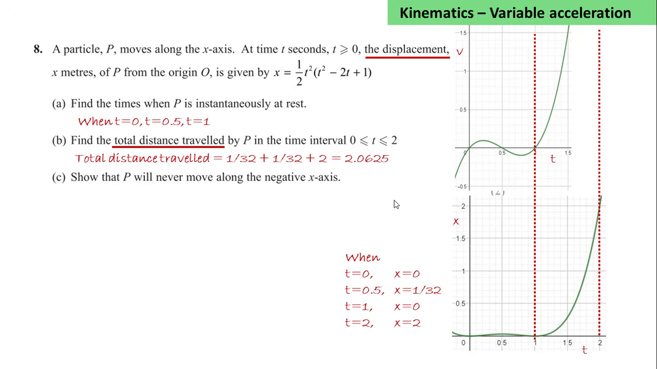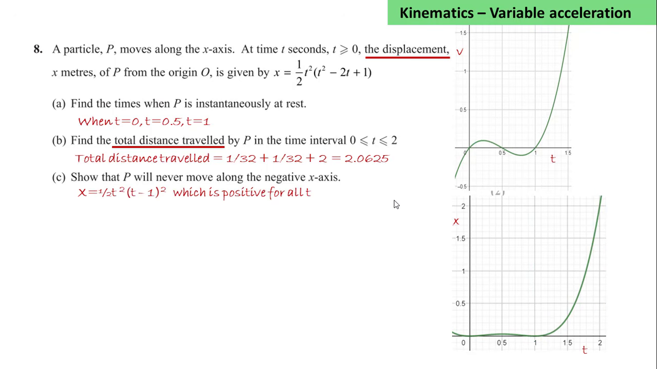To show that P will never move along the negative axis, we can rearrange the formula for x. Say x equals a half t squared times (t minus 1) squared, which will be positive for all t, and therefore x will never be negative. To calculate the acceleration, were we asked to do so, we'd differentiate the velocity and we get a equal to 6t squared minus 6t plus 1.